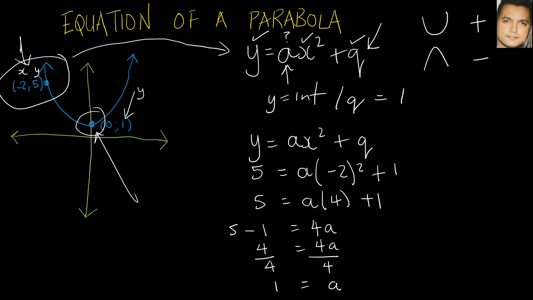So now that I've got a to be 1, I will substitute into what I know to be the formula. So let's just rewrite it so you know how I'm substituting. So I know thus far my a value and I know my q value. So my equation of my line will be y is equal to, a is 1, so I don't have to write the 1 down, x squared, and my q value is 1, so y is equal to x squared plus 1. That's the equation of my line. So let's look at the next one.